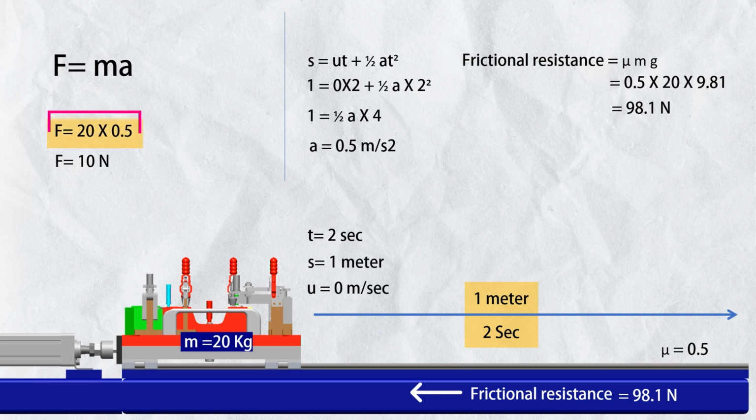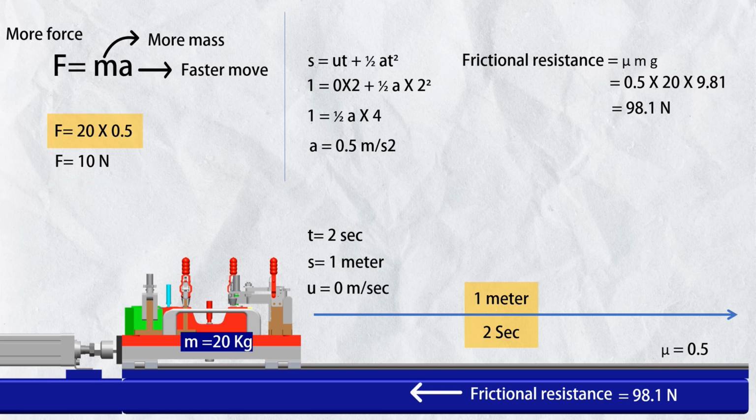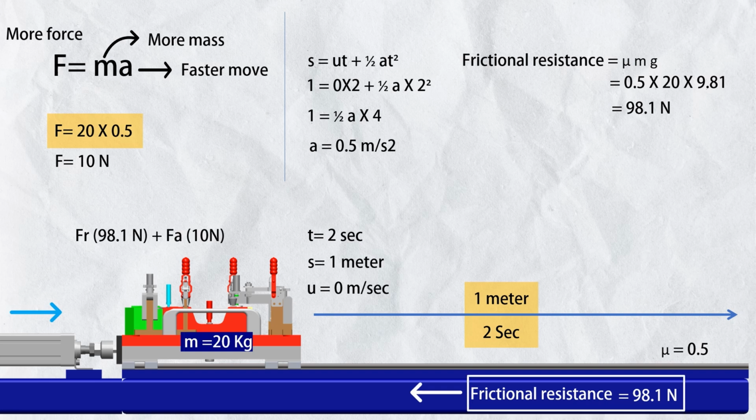And remember, in this calculation, there is no friction, no gravity. It's purely based on the mass and acceleration. The greater the mass or the faster you want to accelerate, the more force you will need. So the total force required to move this fixture is equal to the force to overcome the friction, 98.1 Newton, plus the unbalanced force to achieve the desired acceleration, 10 Newton. So in total, we will need 108.1 Newton to move this fixture 1 meter in 2 seconds.